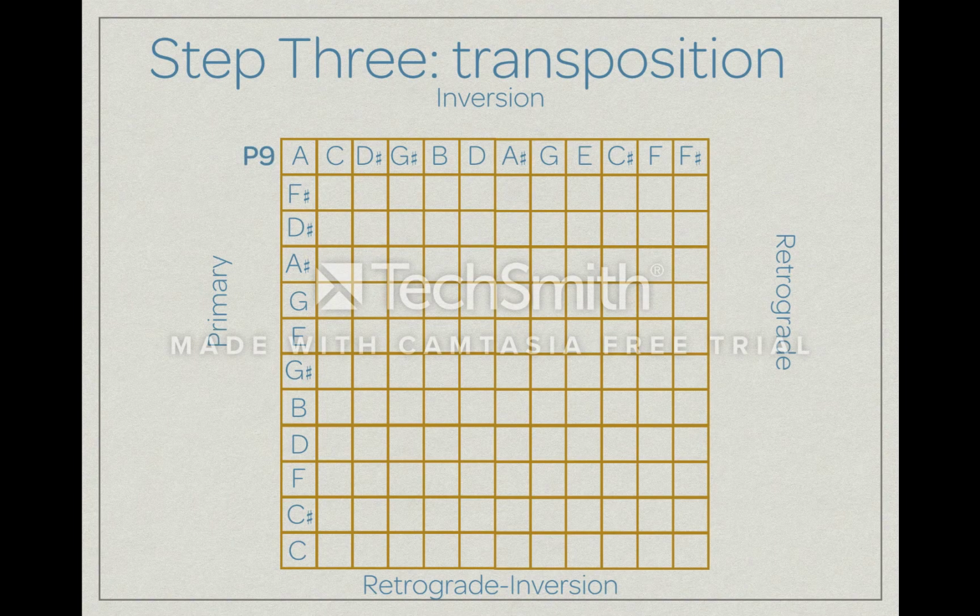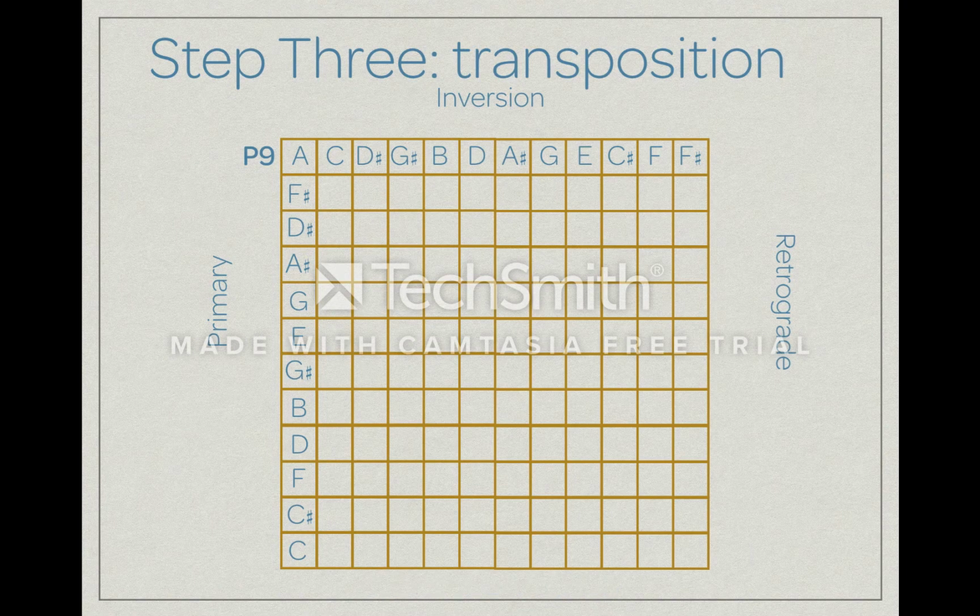Now we're ready to fill in the rest of our table, which we'll begin to do by transposing our first row up one semitone. This row's official title, by the way, is P9, because it is the primary row beginning with A, pitch class 9, and I've labeled it at the top here. To do this, locate the row that begins with A sharp, P10, a semitone above the pitch that begins our original primary row, A.